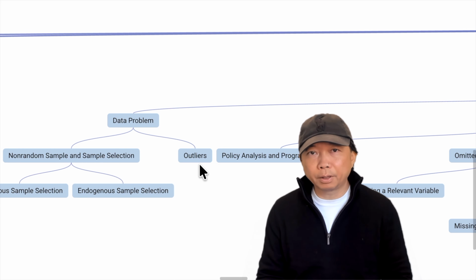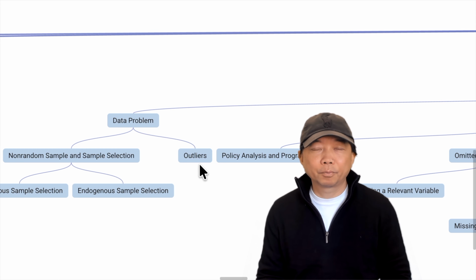Another way to deal with outliers is the least absolute deviations estimation method. It is much less sensitive to outliers than the OLS method. We have already talked about the LAD method in previous videos.